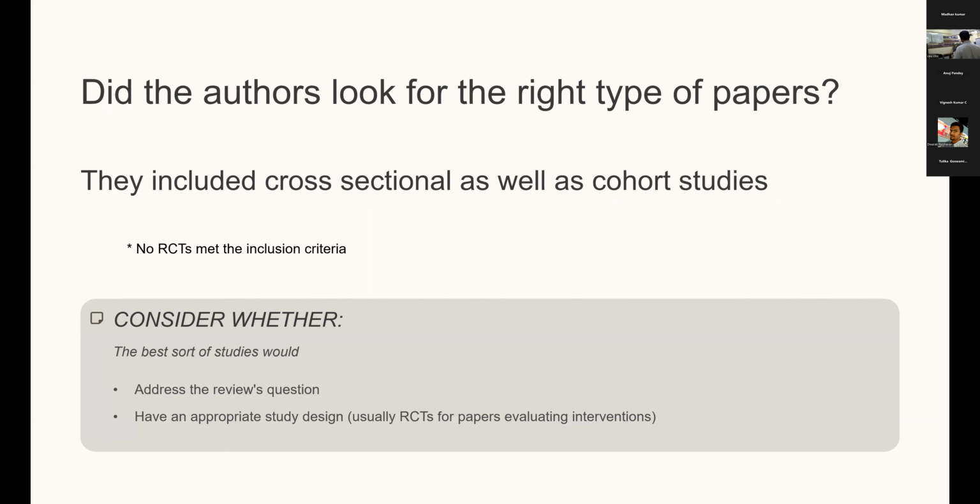So did they look for the right type of papers? They included cross-sectional as well as cohort studies. Of course, RCTs are very difficult to come by in terms of diagnostic studies, and case control studies would not have been an ideal study design for this type of study. So they did look at the correct types of studies.